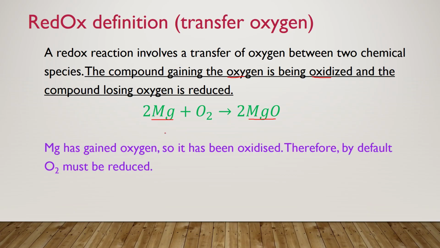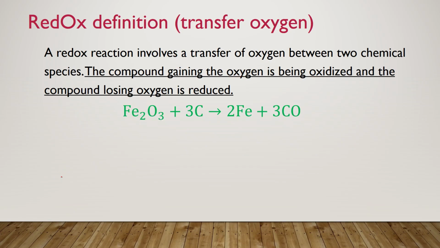And therefore, since we'll need a full redox reaction, we need the reduction half of this reaction. So the oxygen species itself lost oxygen when it combined to form magnesium oxide. So we say diatomic oxygen has been reduced. So we're going to look at a different example now involving two species that aren't diatomic oxygen. So pause the video, use the definition, and attempt to label the molecule that is being oxidized and the molecule that is being reduced.